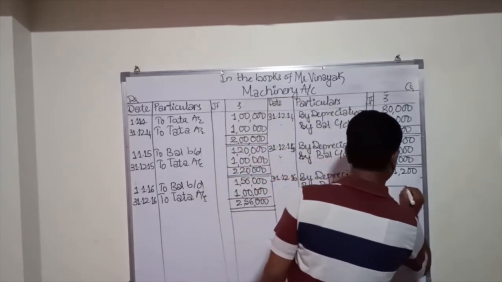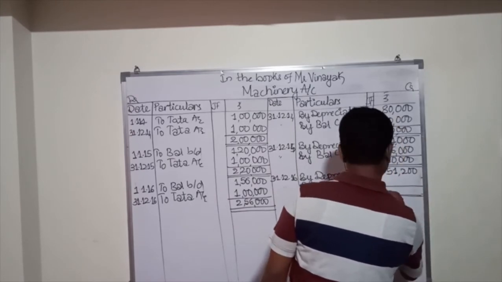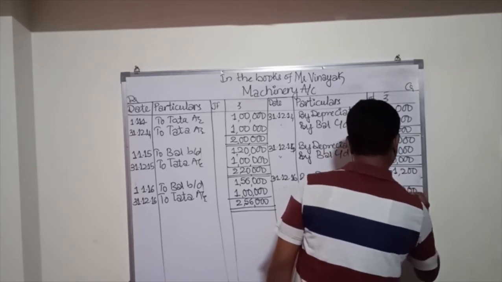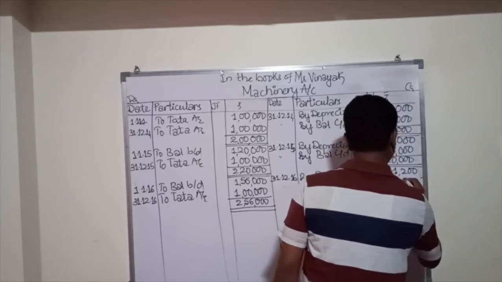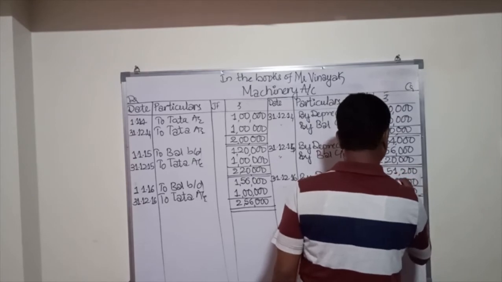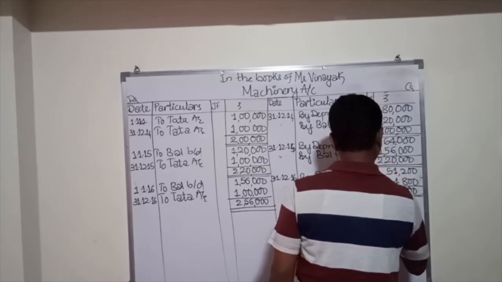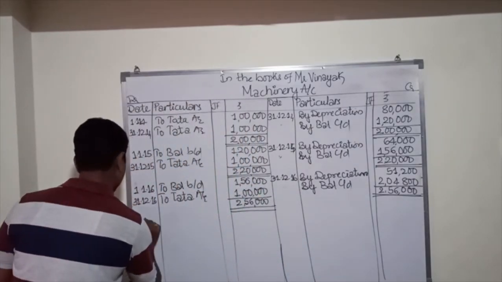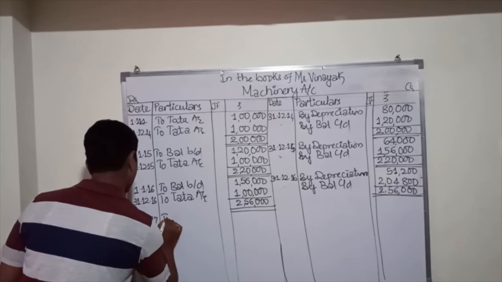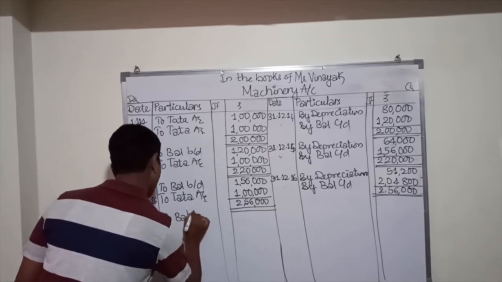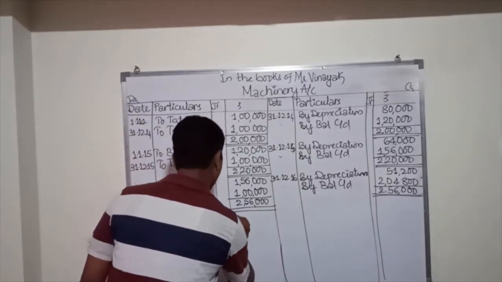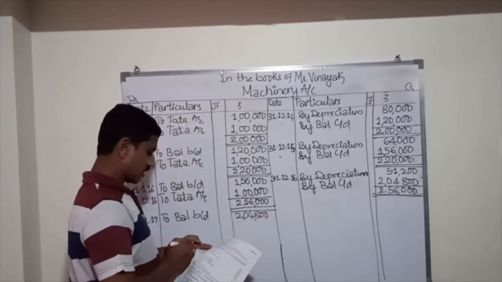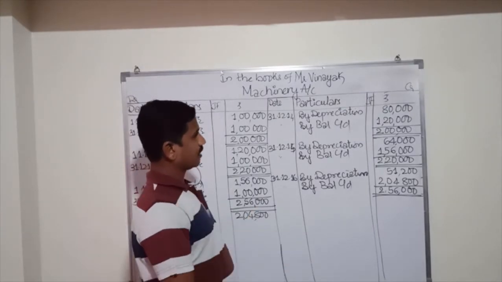So let me write the total here. So it is 2,56,000 here. So the difference now, let me write here 800. 2 plus 18 carry 1% to 2, 4 here 0. So 2,04,800. So on 1/1/17, this is brought down, so balance brought down. So that comes to 2,04,800. So this is how we need to prepare the machinery account.